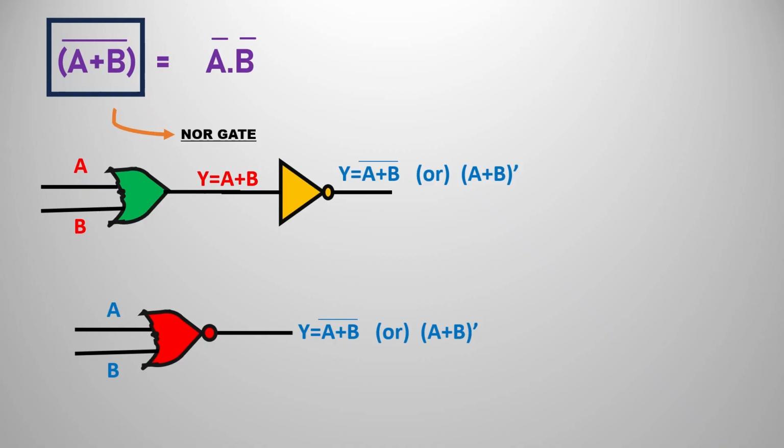The first expression is a plus b whole bar is equal to a bar dot b bar. We are going to evaluate it with the help of truth tables and circuit diagrams so that you can understand clearly why these expressions are equal. From the equation we can build the circuit symbol. First is a plus b, that is an OR gate. Then we take the inversion, that is a NOT gate, so a plus b whole bar. Finally we can simply say that it is a NOR gate, and the output will be a plus b whole bar.